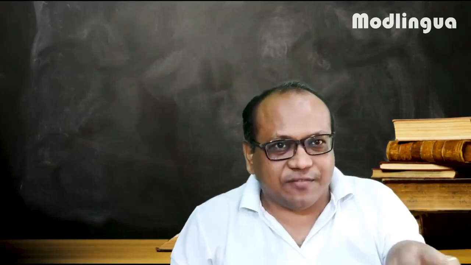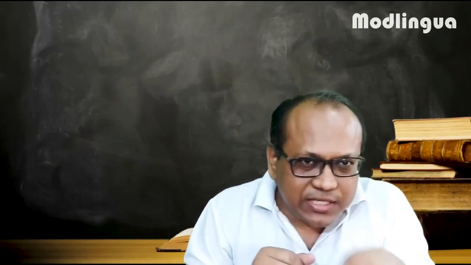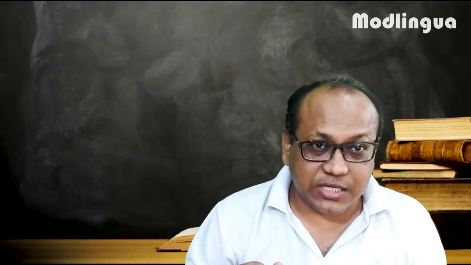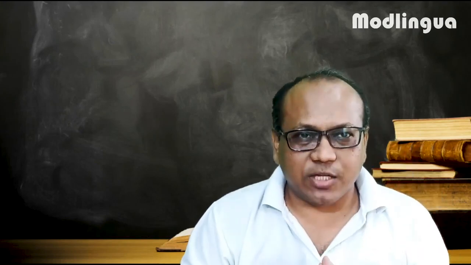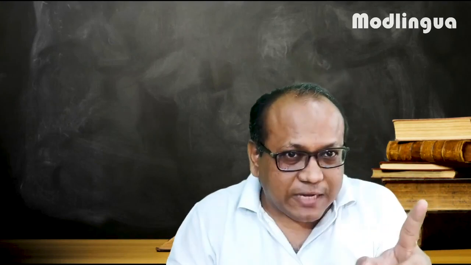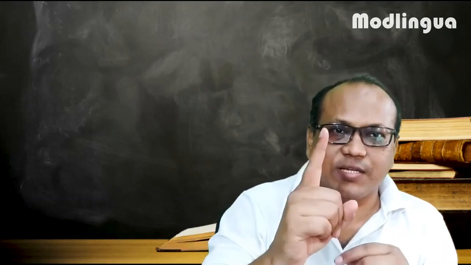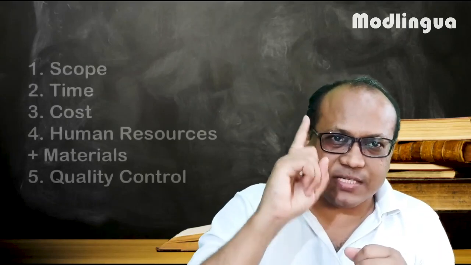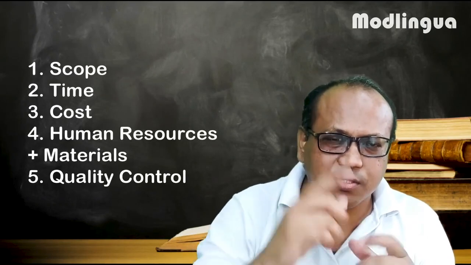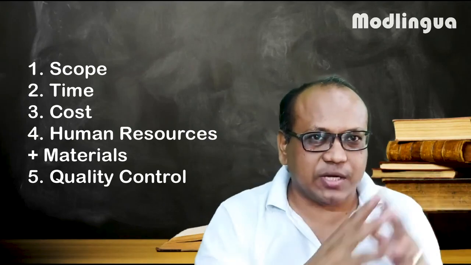In order to achieve effectiveness in all these 4 elements or 5 elements that we have just discussed, we deploy project management in any process. And what are those 5 elements? I again repeat. The first one is scope. The second one is time. Third one is cost. Fourth one is human resources and material.